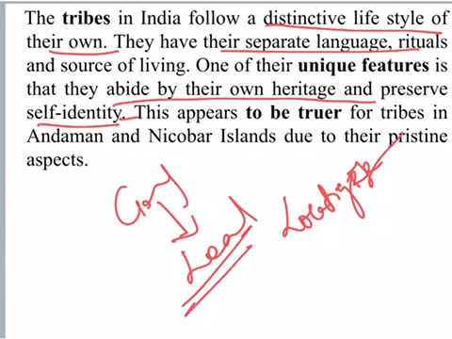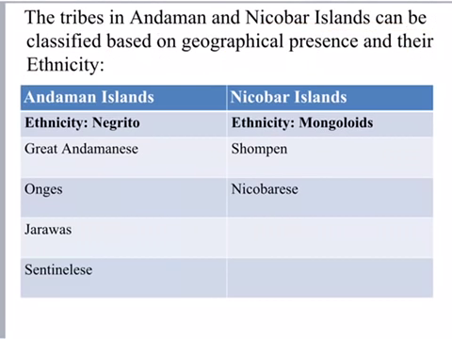So the connecting sentence is, this appears to be truer for the tribes in Andaman and Nicobar Islands due to their pristine aspects. So we are slowly moving from tribes, what is their importance, into the Andaman and Nicobar Island tribe. So we will get into the actual part. The tribes of Andaman and Nicobar Islands can be classified into two based on geographical presence and ethnicity: Andaman Islands and Nicobar Islands.